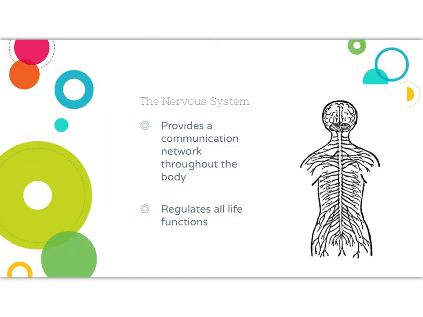The nervous system provides a communication network throughout the body. It regulates all life functions. So we have the brain, spinal cord, and then throughout our body we have nerves. These regulate all life functions.